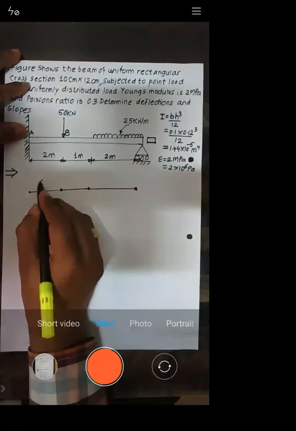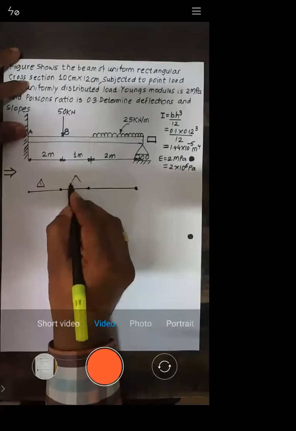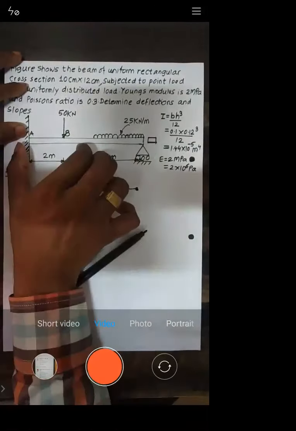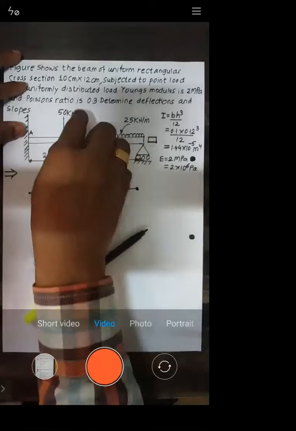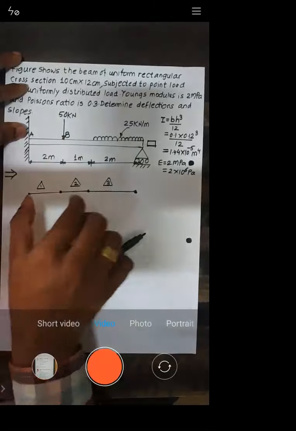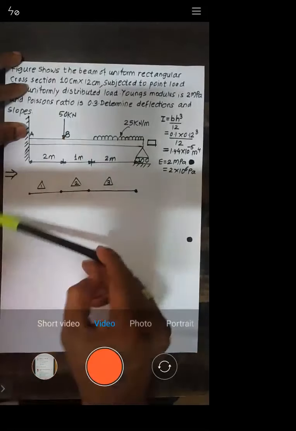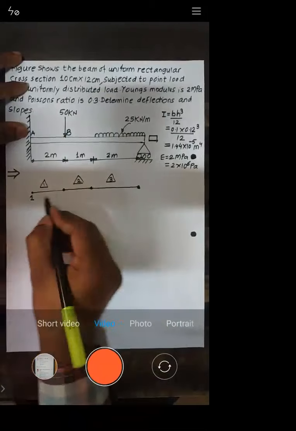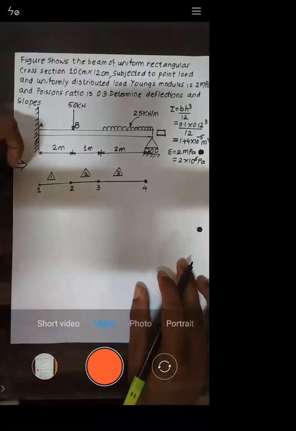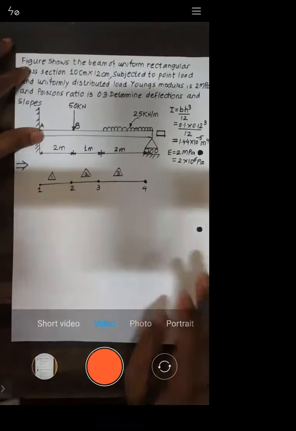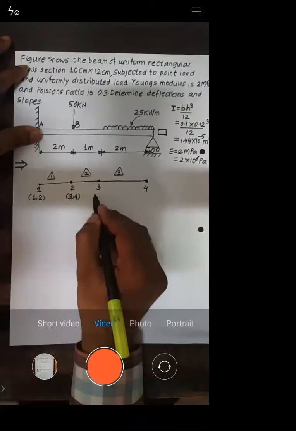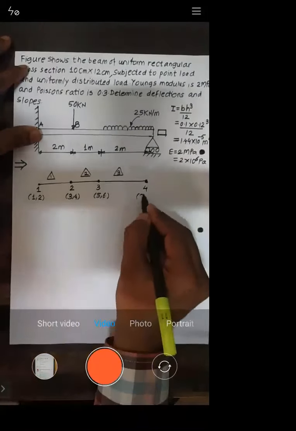So how many elements am I getting? This is element number 1, this is element number 2, and this is element number 3. Ideally there are two elements, but as they have applied the load here, at that point I need to form the node. So again, this element gets split into two parts. Let this be node number 1, this is node number 2, this is node number 3, and this is node number 4. Now each node will have 2 degrees of freedom: that is 1, 2, this is 3, 4, this is 5, 6, and this is 7, 8.